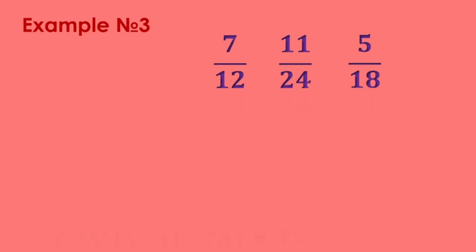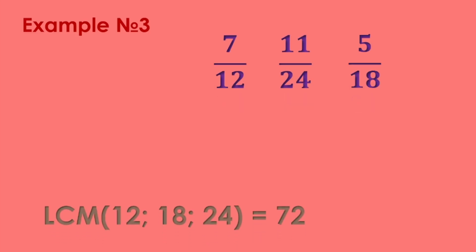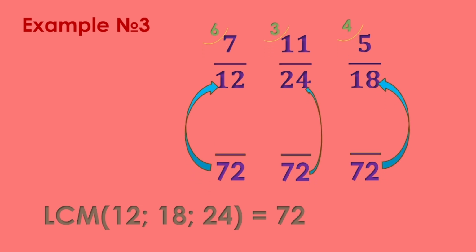Example 3. Let's take three fractions as an example, 7/12, 5/18, and 11/24. The least common multiple of 12, 18, and 24 is 72. Next, we need to divide 72 by each denominator. We get that 72 divided by 12 is 6, 72 divided by 18 is 4, and 72 divided by 24 is 3. Now, we multiply these numbers by the numerators of the fractions. Thus, 6 times 7 is 42, 4 times 5 is 20, and 3 times 11 is 33.